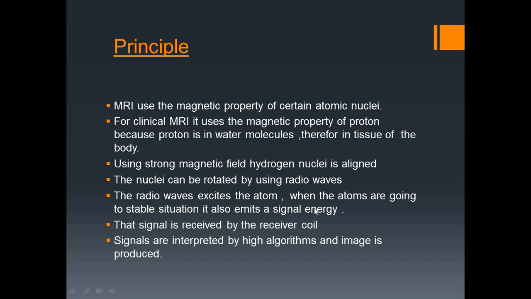When the radio waves stop, the energy received from the body's signals also starts to be emitted from the body, and those signals are received by the receiver coil. Then the signals are interpreted by algorithms and an image is produced.